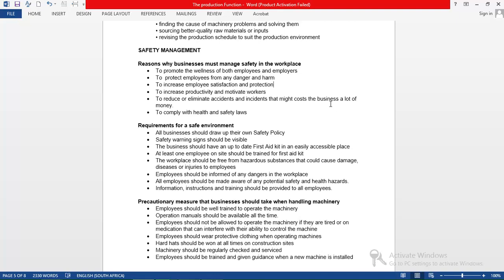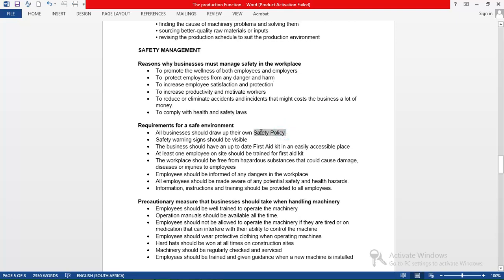Therefore, it's very important for the business to manage safety in the workplace, and also to increase productivity and to motivate employees. It also makes employees satisfied. Employees get satisfied and feel protected when you manage safety in the workplace, because they know that you care for them. They know that no matter how they are working, they are still safe from any dangers. They are far away from harm and danger. So what are the requirements for a safe environment in the workplace?